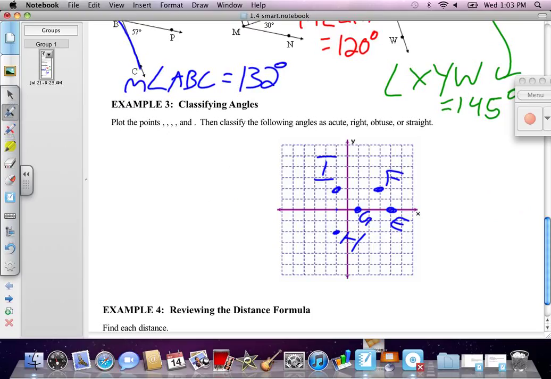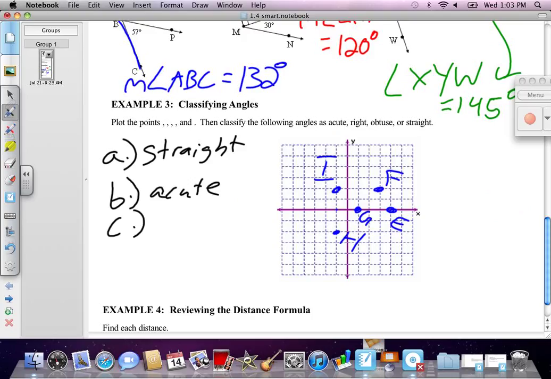Now we're going to connect the dots to form different angles and then classify the angles as acute, right, obtuse, or straight. The first one we're looking at is HGF. What would that be? Straight. We connect the lines, if that helps. EGI. Obtuse.